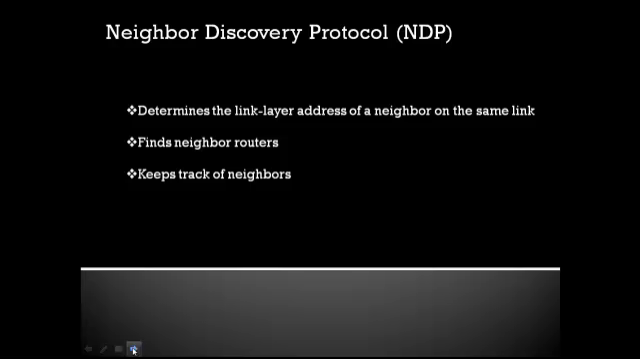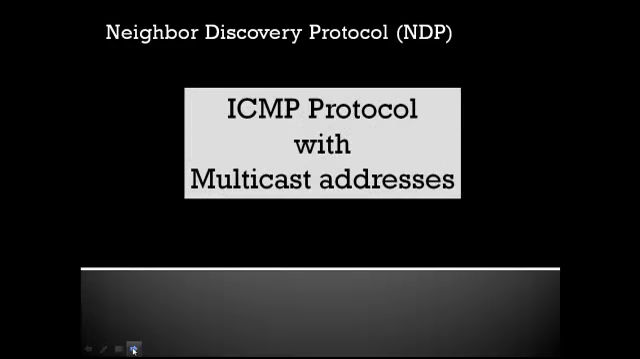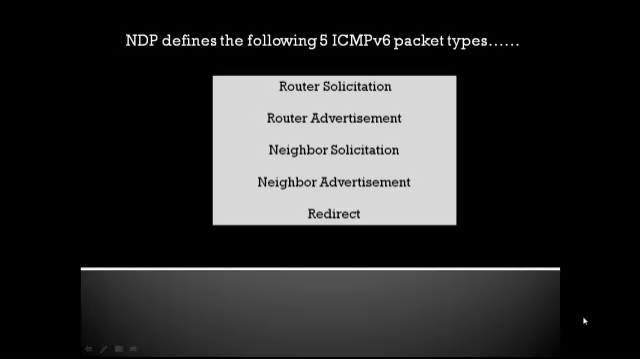Neighbor discovery is a process that enables the following functions. It determines the link layer address of a neighbor on the same link, it finds neighbor routers, and it keeps track of neighbors. How does it achieve this? Through the ICMP protocol with multicast addresses. The Neighbor Discovery Protocol defines the following 5 ICMP version 6 packet types: router solicitation, router advertisement, neighbor solicitation, neighbor advertisement, and redirect. I will be showing you neighbor solicitation and neighbor advertisement.